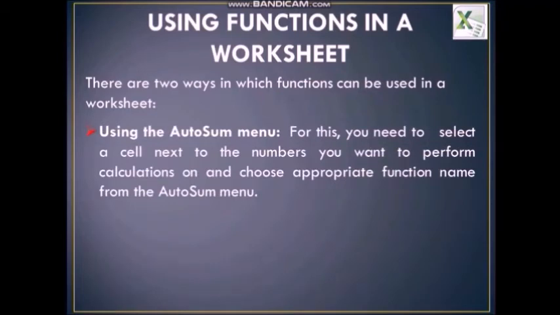For this you need to select a cell next to the numbers you want to perform calculations on. Choose the appropriate function name from the AutoSum menu. As we have learned earlier, by clicking on that arrow key, we can choose the appropriate function and use it.